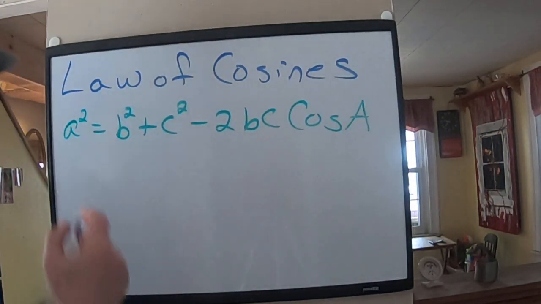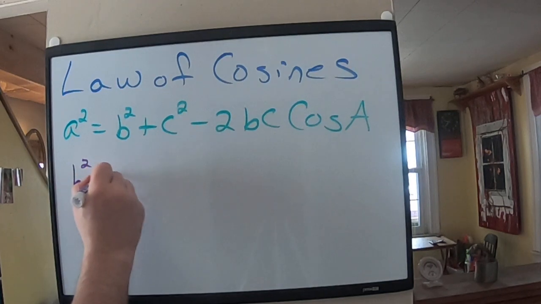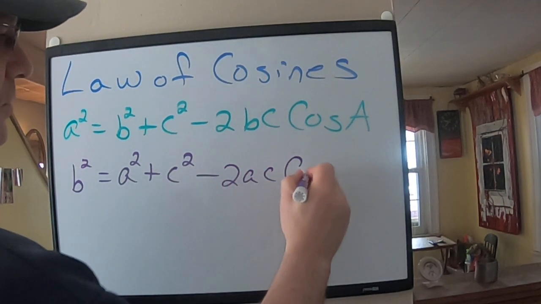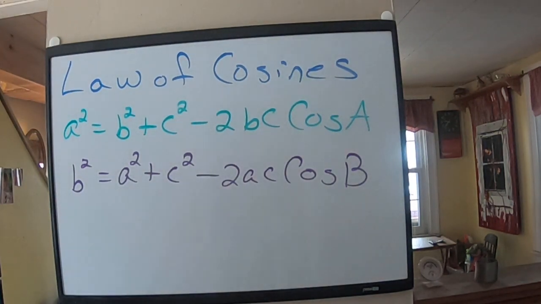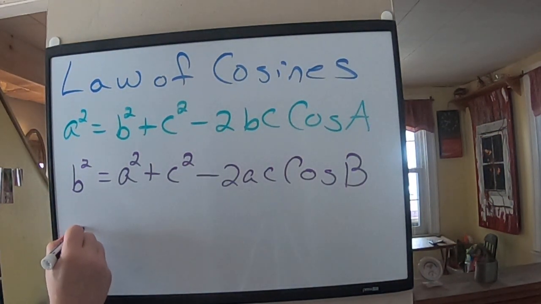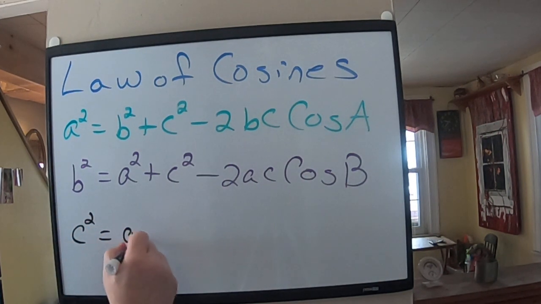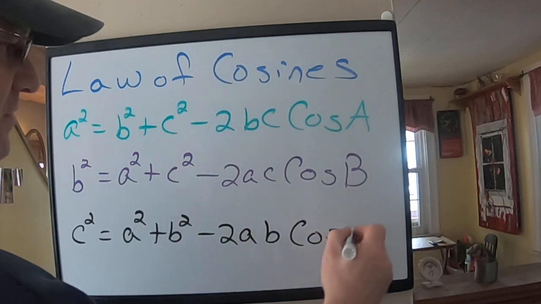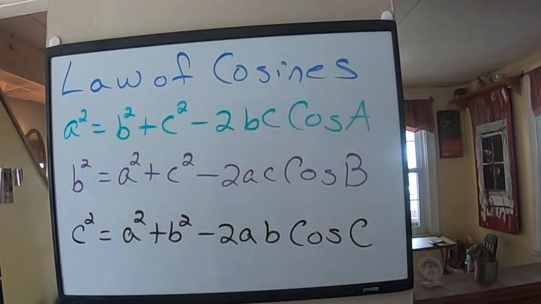So the other two formulas include b squared equals a squared plus c squared minus 2ac cosine of B. And the final one is c squared equals a squared plus b squared minus 2ab cosine of angle C. It doesn't really matter what you call the sides and the angles, as long as whatever letter you're using is across from the same uppercase letter angle for the side.